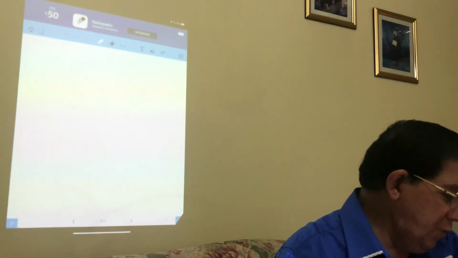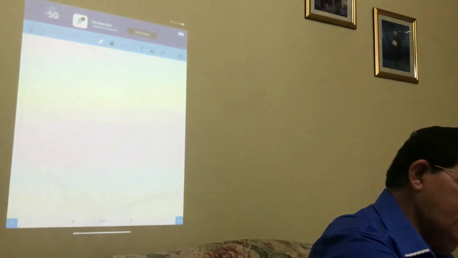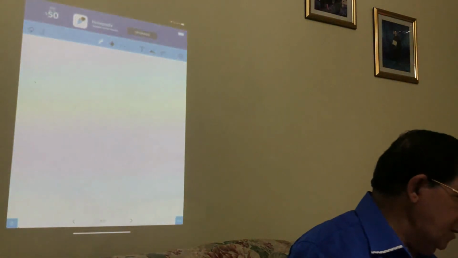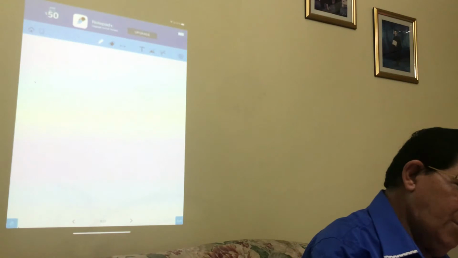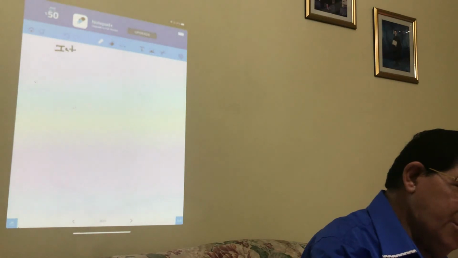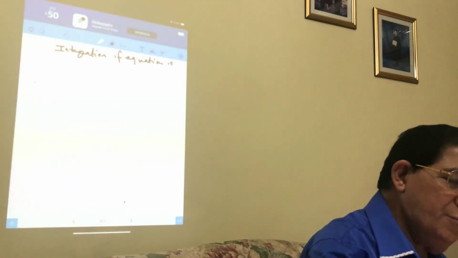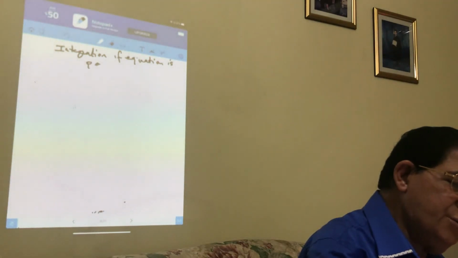Now, we are going to go into one other type of integration, which is the integration of parametric equations. What do we do if the equation is parametric?